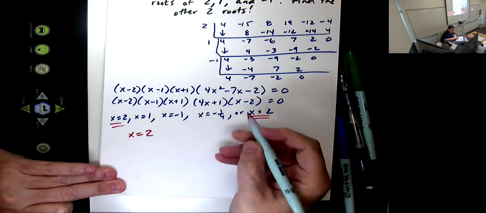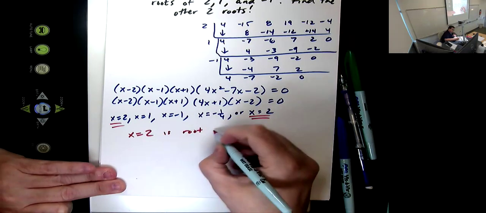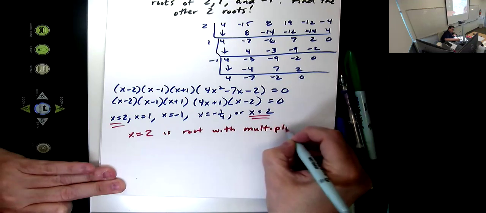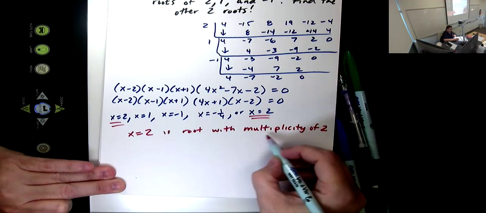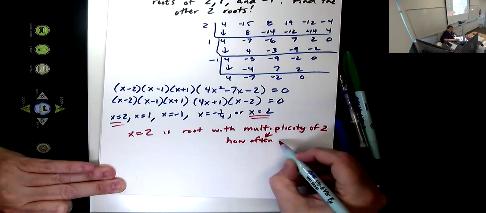Something we'll learn today, x equals 2 is a root with multiplicity of 2. How often does an answer repeat?